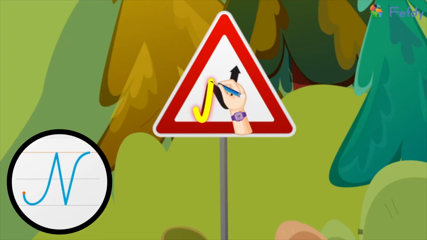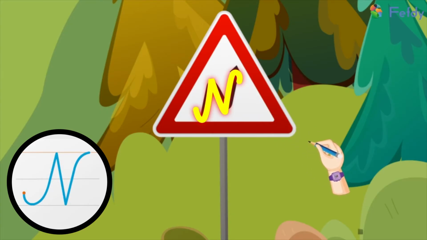Then we will follow the rightward slanting line like this, and then make an upward standing line to the top again and end it with a little curve. And that's it. Here we have it, the capital cursive letter N.